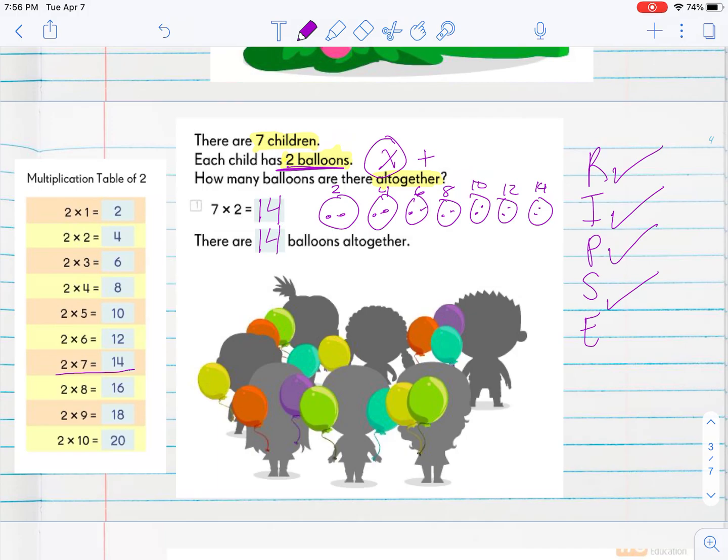I put 14 here. I can evaluate, I can check my multiplication chart, and I see here that 2 times 7 is 14 as well. I also evaluated here by skip counting and counting the equal groups.